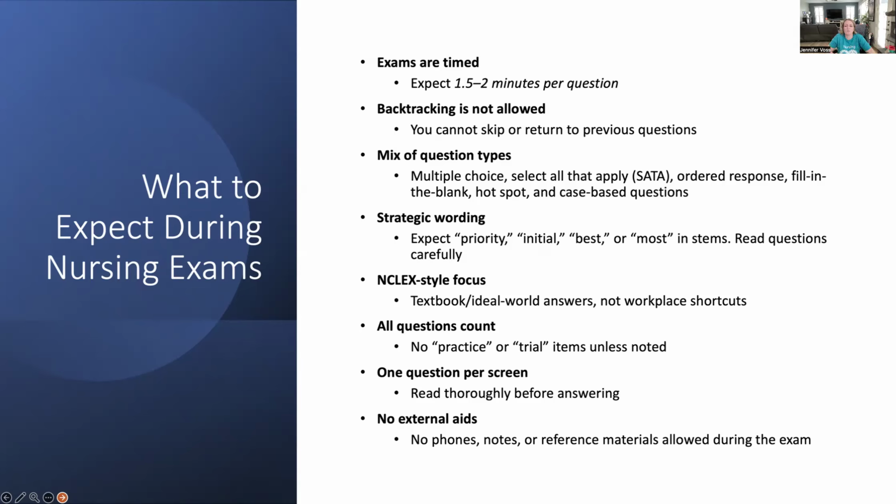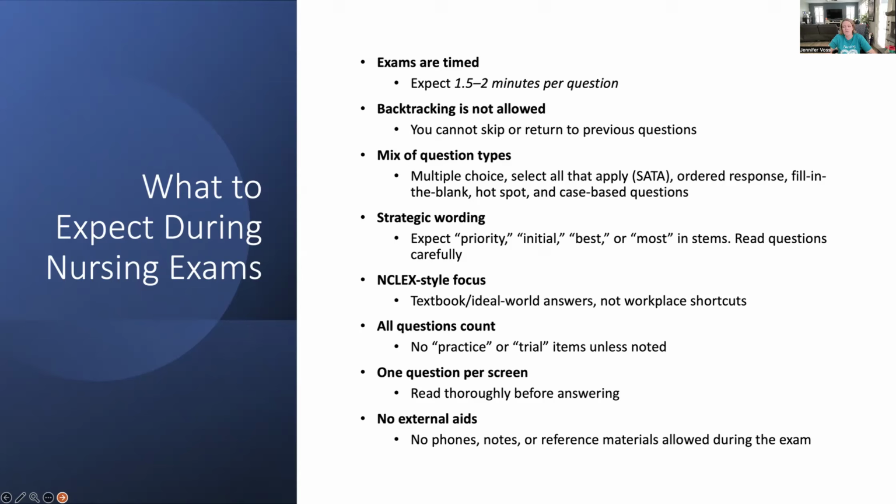All right, so look for that strategic wording. I try to be good about remembering to bold things, but every once in a while something will squeak by me. NCLEX style focus, remember it's going to be textbook and ideal world answers, not workplace answers.